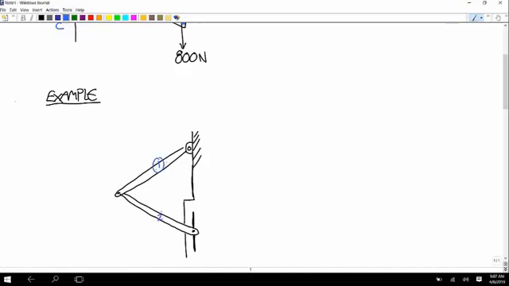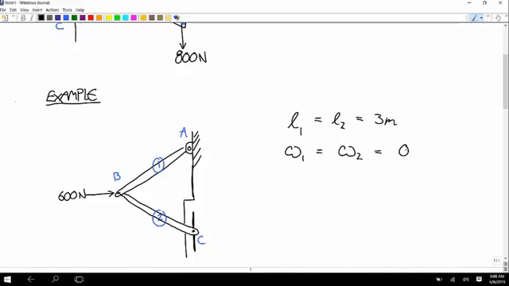I'll call this member 1, 2, and then the joints I'll do A, B, C. There's an external load of 600 newtons applied at joint B. The members are each 3 meters long. And both of them at this instant are at rest, so there's no angular velocity. There are going to be angular accelerations, and we're going to have to calculate those. And what we want to calculate is the acceleration of that pin at C.